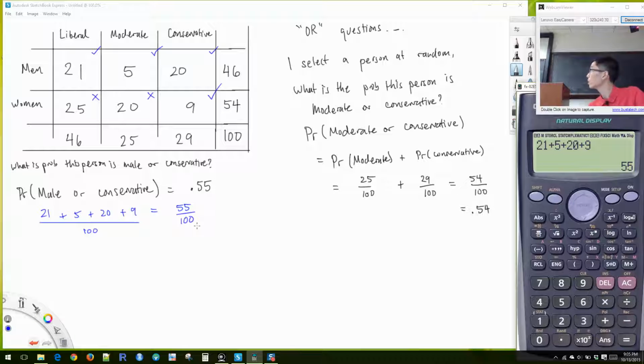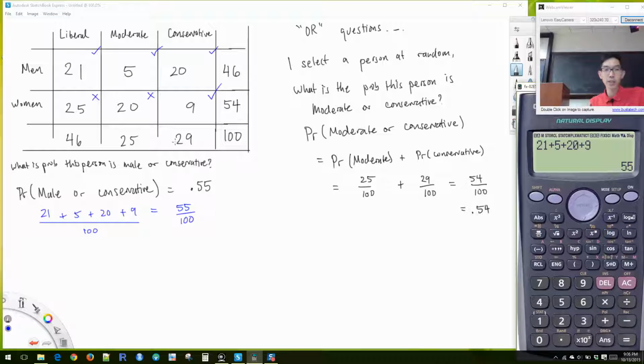Question? Can you clarify why moderate was chosen? The moderate males? Yes. So what is the probability this person is male or conservative? I've got someone here who is a politically moderate man. Is this person male or conservative? The answer is yes. So these groups qualify, and we have a total of 55 out of 100 people that qualify in our answer here. Is that okay?